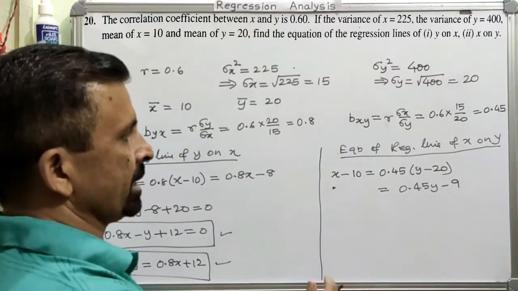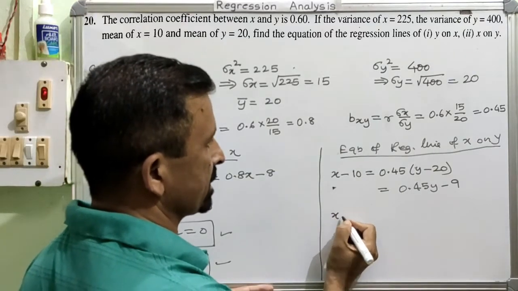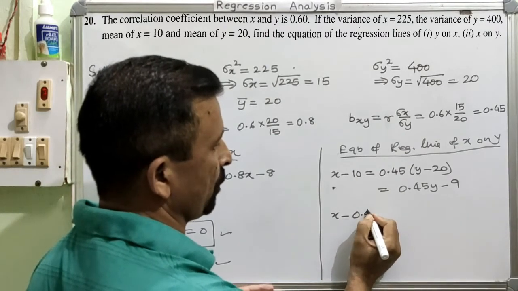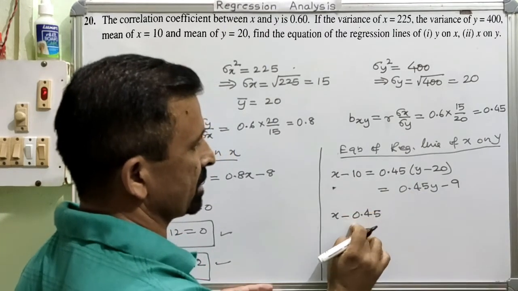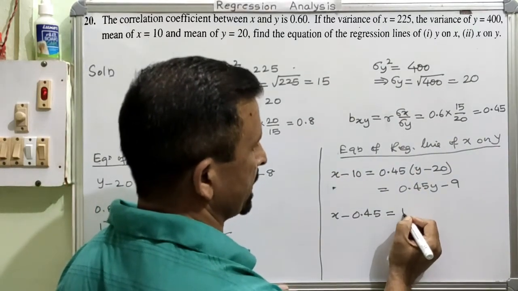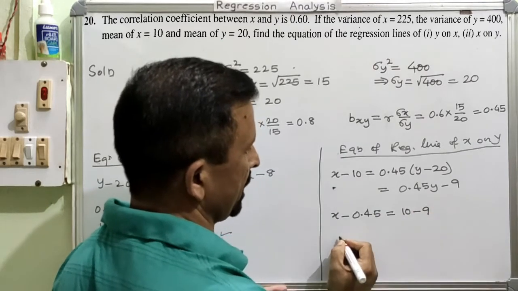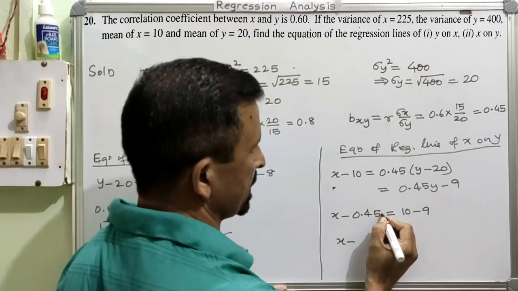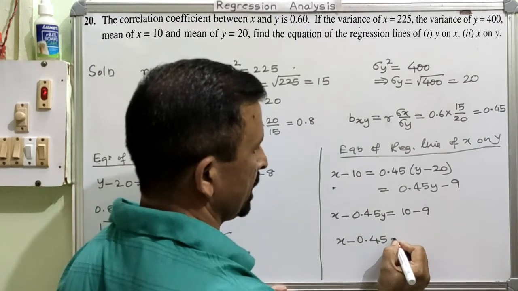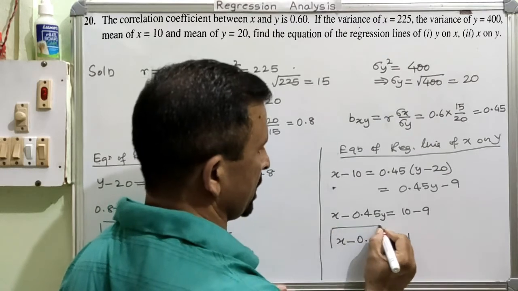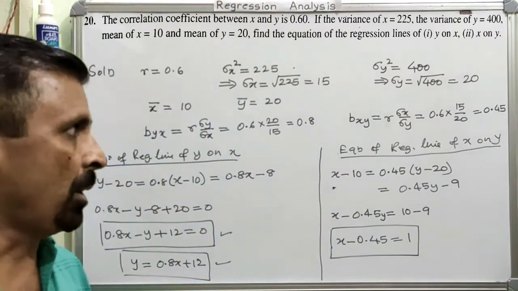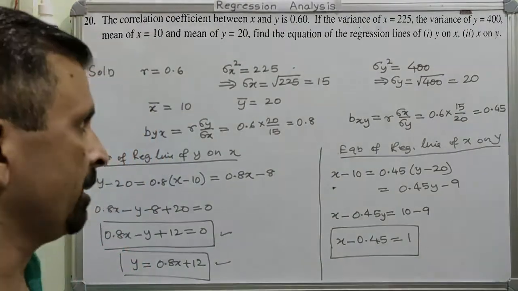Okay, now final arrangement. X minus 0.45y, it came to this side, so it will become negative, right? This I can send to that side, so this will become 10 positive, and then this is minus 9. Therefore, your answer is x minus 0.45y is equal to 1. This is your answer. This is the other equation, the equation of regression line of x on y.